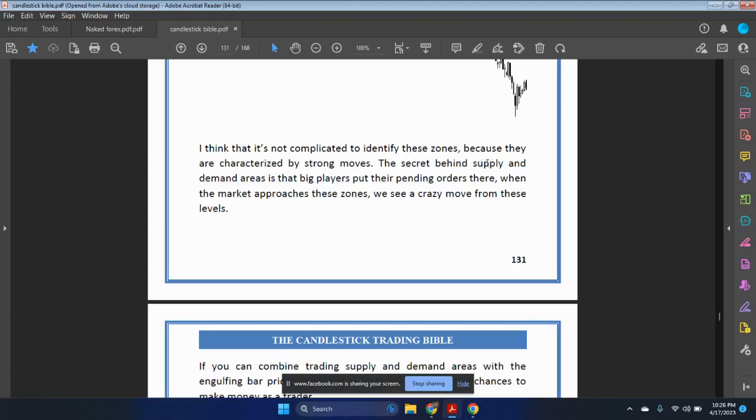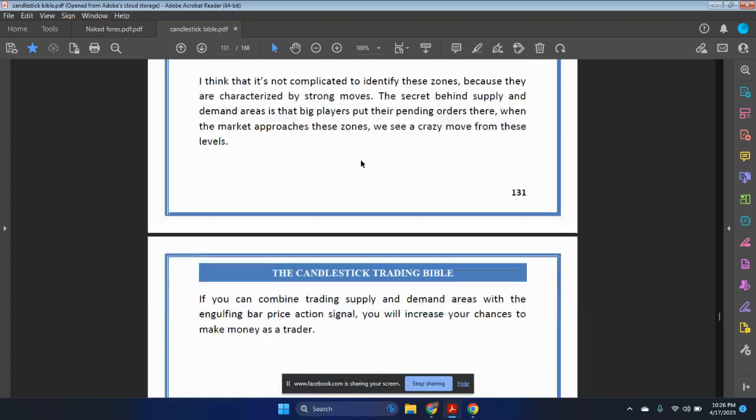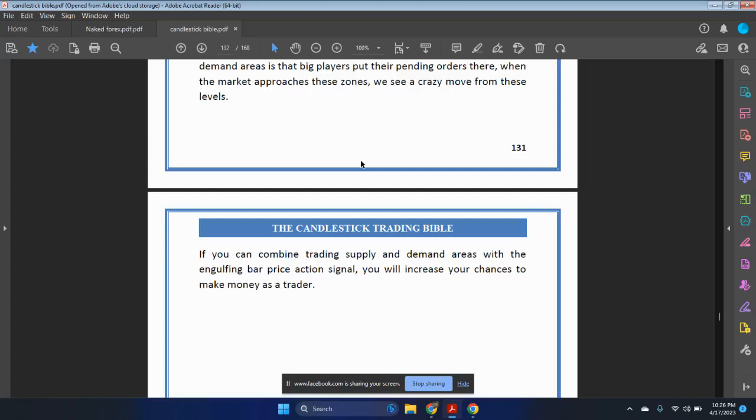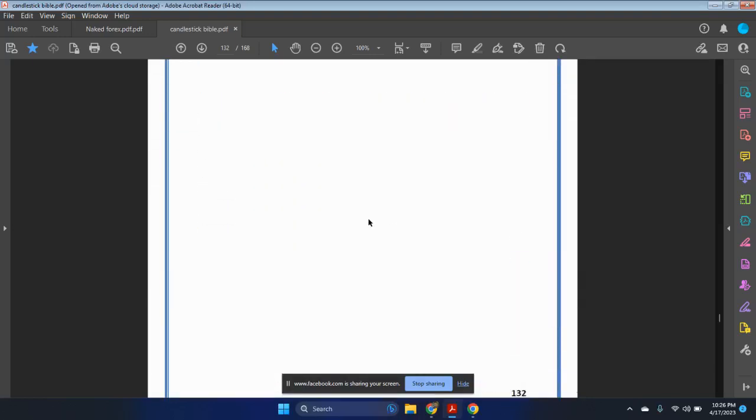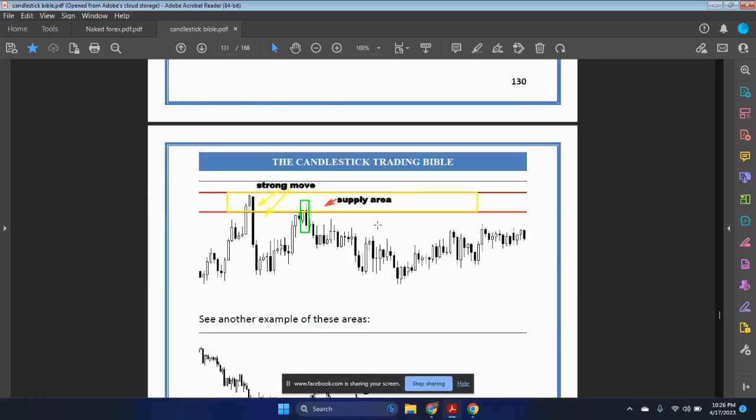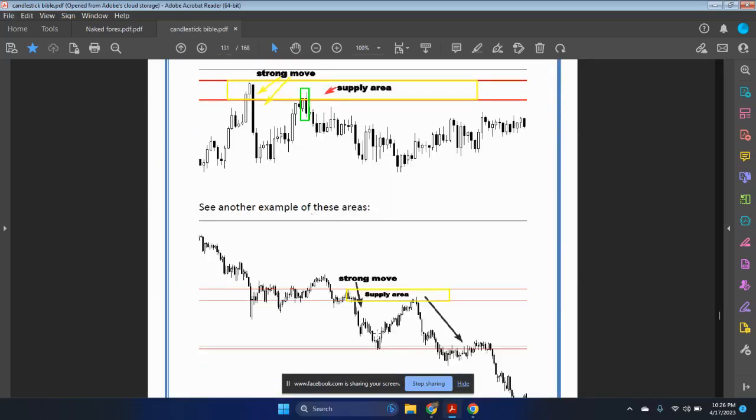I think it's not complicated to identify these zones because they are characterized by strong moves. The secret behind supply and demand areas is that big players put their pending orders there. When the market approaches these zones, we see a crazy move from these levels. If you can combine trading supply and demand areas with this engulfing bar price action signal, you can increase your chances to make money as a trader. So let's get into it.